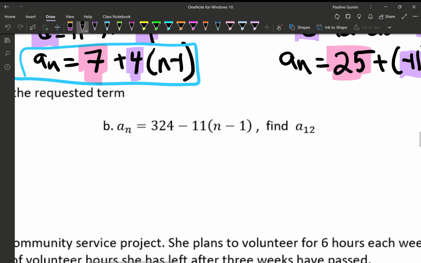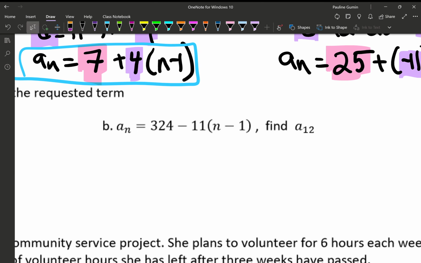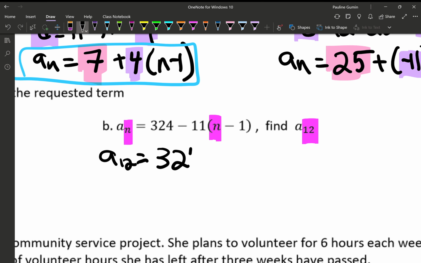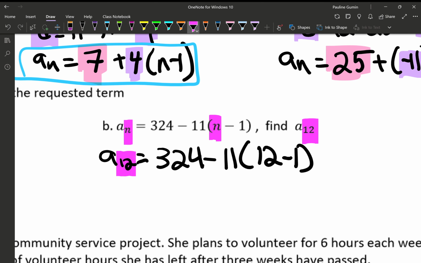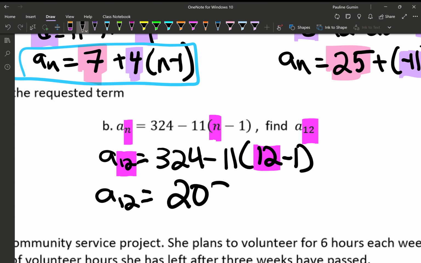Let's try letter B. Once again, I'm given the formula. I want to find the 12th term. So the n for an is 12, and the n in the parentheses is also 12. So the 12th term is 324 minus 11 times 12 minus 1. A12 equals 203.